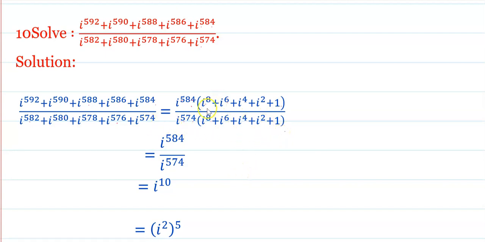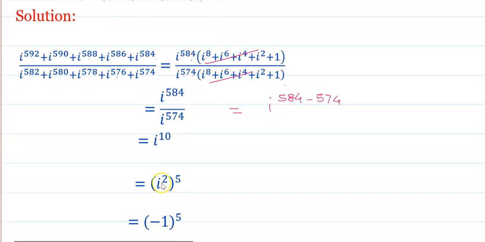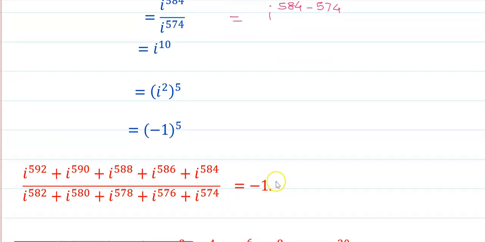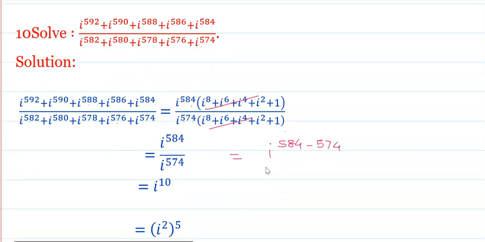If the numerator and the denominator both are the same, that gets cancelled. i raised to 584 upon i raised to 574. Overall, by using the law of indices, i raised to 584 minus 574, you are getting i raised to 10. i raised to 10 is i square whole raised to 5. i square means minus 1. Minus 1 raised to an odd number again is minus 1. And hence its value is minus 1. You can see this.